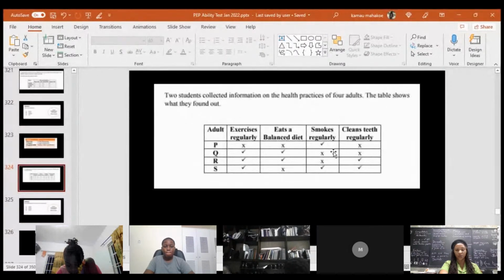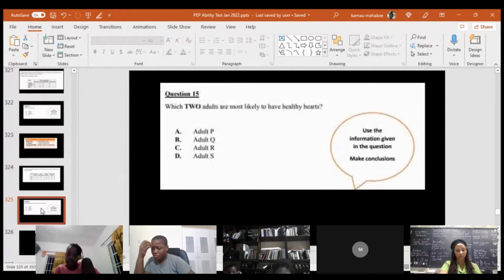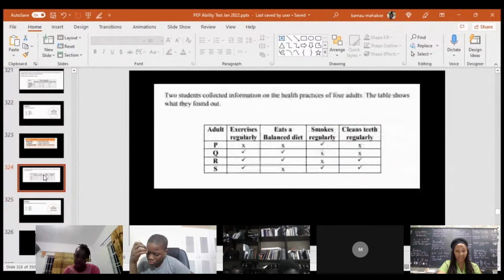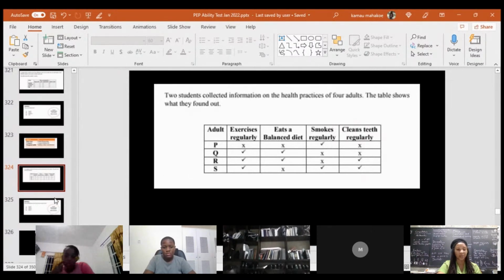So even though Q doesn't brush teeth regularly, that's not as bad as smoking, is it? Because smoking can lead to lung cancer, miss. Right. Not brushing your teeth regularly can also affect your heart in the long run. However, if you smoke, your lungs will get damaged. It's not as detrimental as smoking. Okay, so it's P and Q, and that's question 15.